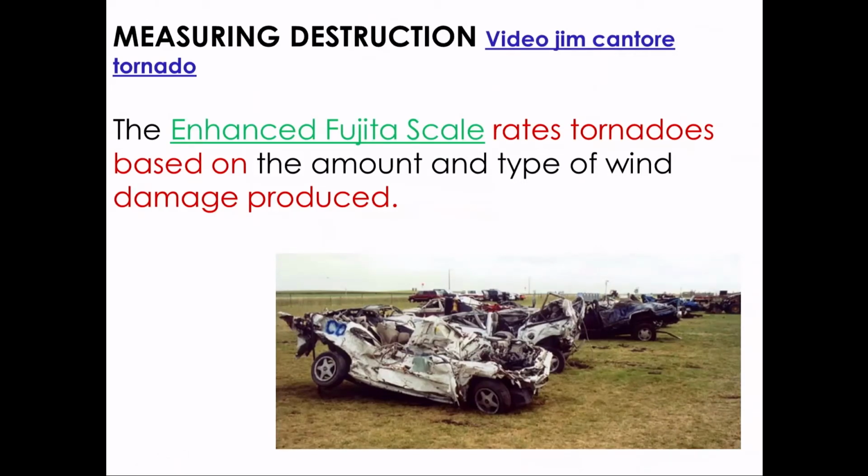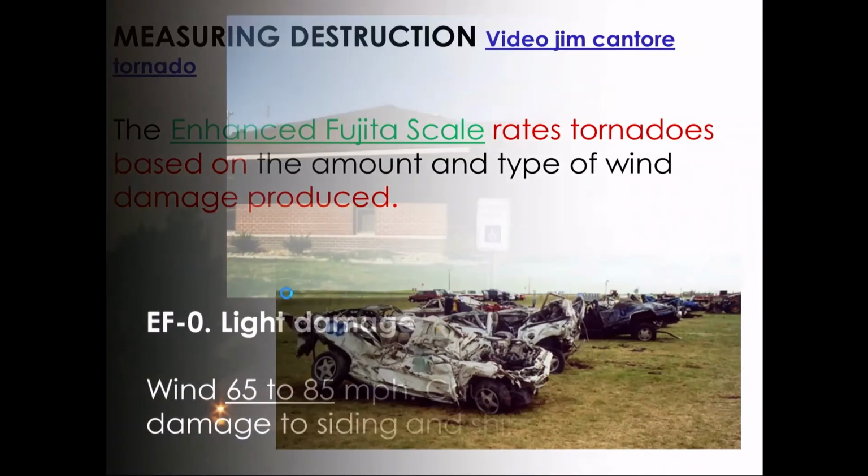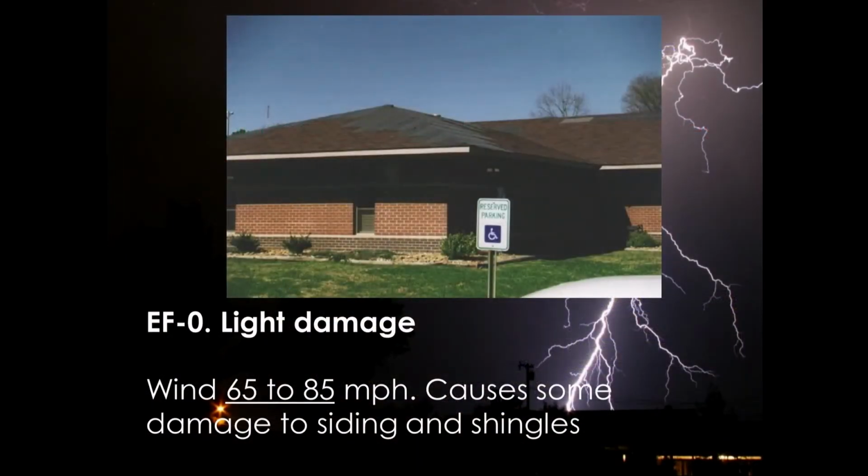Now let's talk about the Enhanced Fujita scale. It rates tornadoes based on how much wind they produce, but also how much damage is produced. And that's the difference from the previous scale. The previous scale only measured based on wind speed. So damage produced is also included in there. Let's start with the weakest ones and move our way up in the enhanced scale.